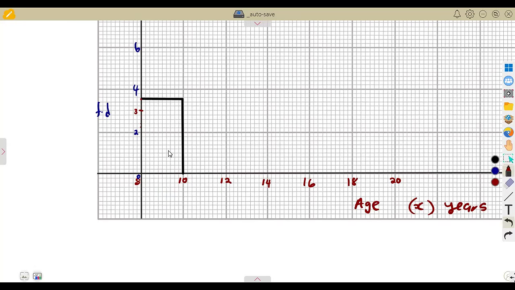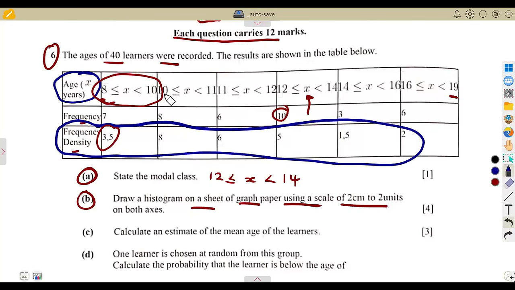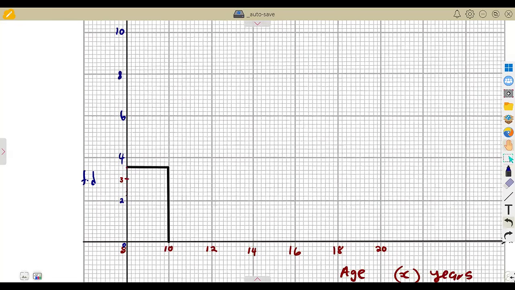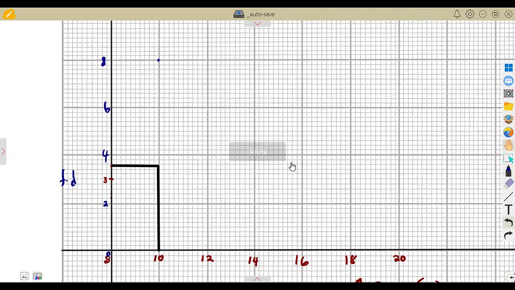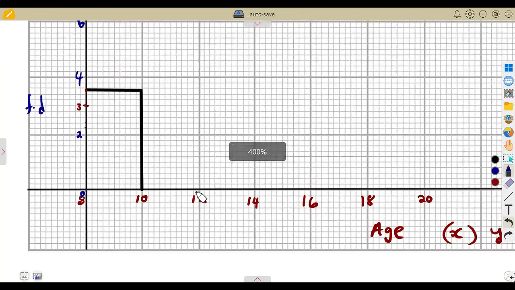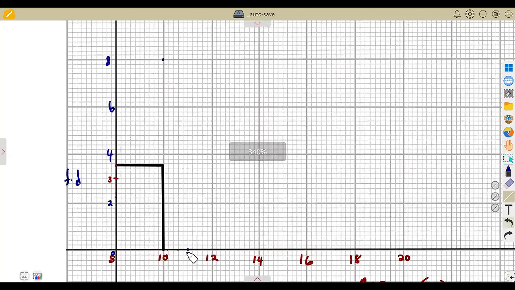Okay, then let's check the other one from 8 to 10, then from 10 to 11 versus 8. The frequency density that we are given is 8. That is somewhere there, 8. But this is 10 to 11. So 11 is in between 10 and 12. That is, you count 5 boxes, 1, 2, 3, 4, 5. That's somewhere there. So we're going to join from this point, sorry for that, straight from this point up to 8.